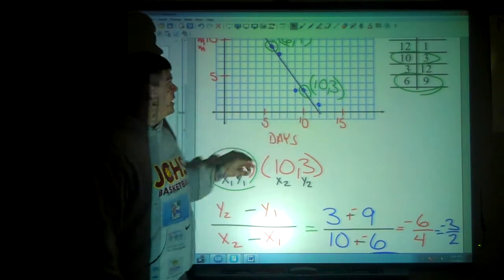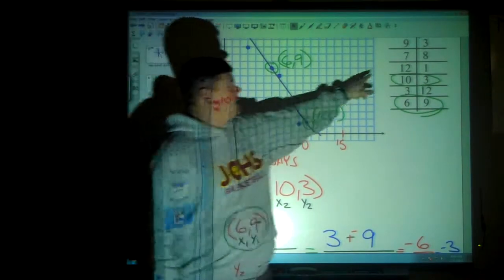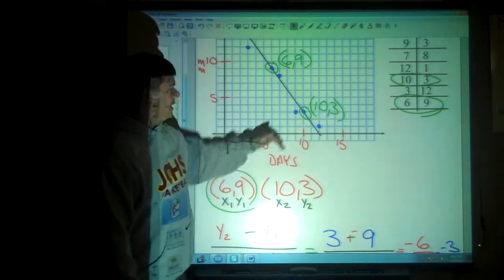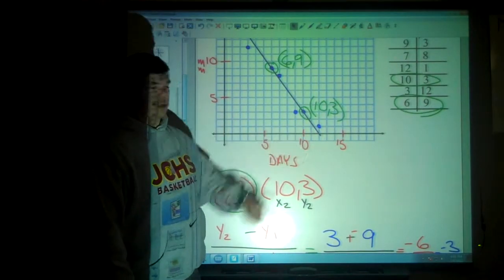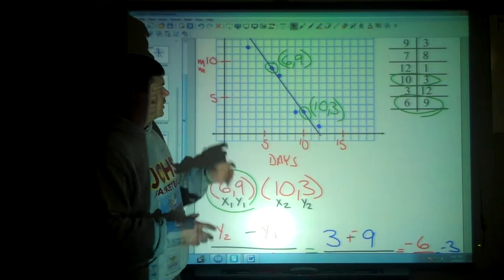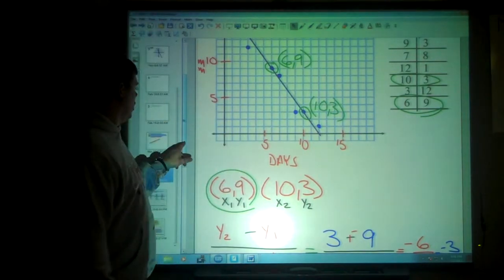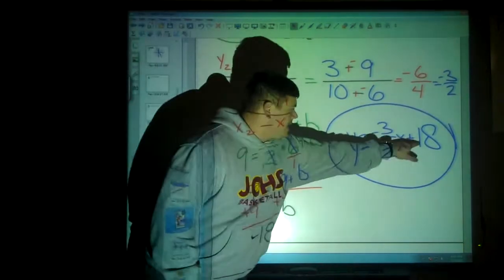So it works. Now up here, it said that in 12 days, there was still 1 millimeter of tail. That's because that's that dot right there. It's not perfectly on the line. It won't always match up perfectly. This is an approximator. I can also think about my y-intercept is at 18.